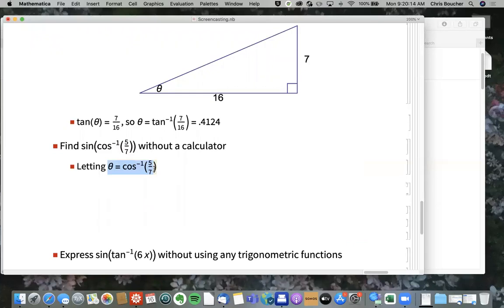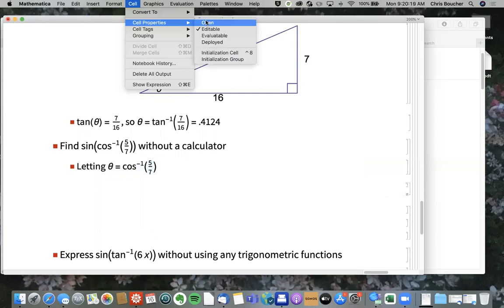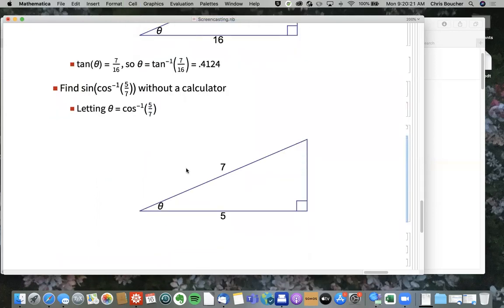Theta is an angle whose cosine is 5/7. So draw an angle like this one, whose cosine is 5/7. Now cosine, remember, is adjacent over hypotenuse. So I'm going to take my angle, put it in a right triangle like this, make the adjacent side 5 and the hypotenuse 7. Okay, now I have a picture of theta, and what do I want to do? I want to find the sine of theta.